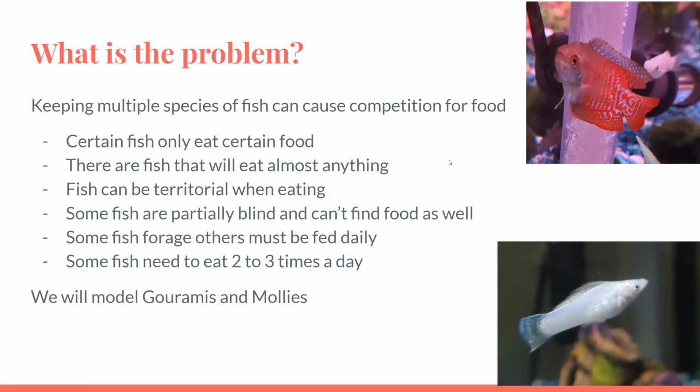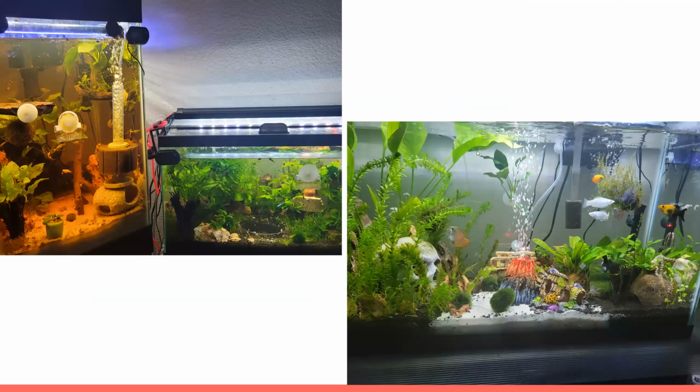So today for our model, we will be modeling gouramis versus mollies. In the top right corner, you will see a gourami, and in the bottom right corner, you'll see a molly. So the fish tank that we're primarily going to be modeling off of is going to be the bottom right tank, but in the top left tank, we can also get data from these tanks as well, as one of them does include mollies in it.